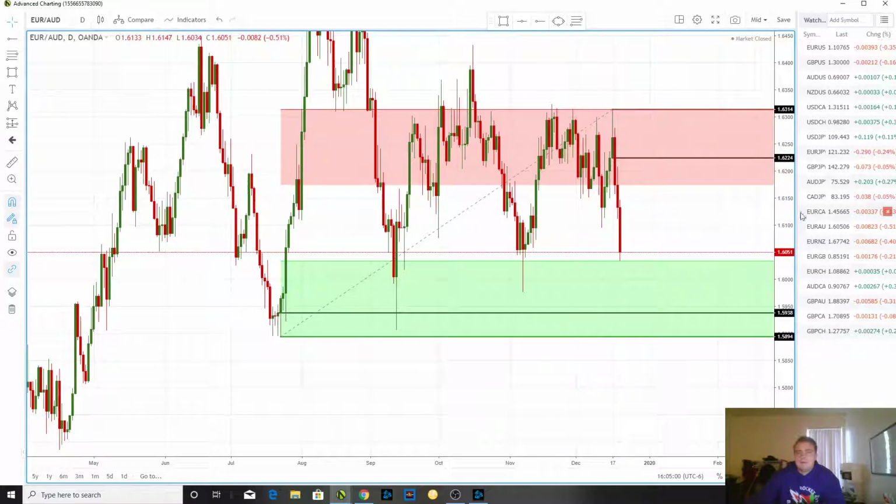So here we go. There's the Euro Aussie. That actually had a great 240 level. I had a swing trading setup, a time frame setup.